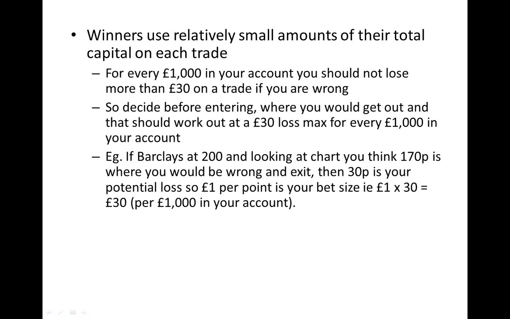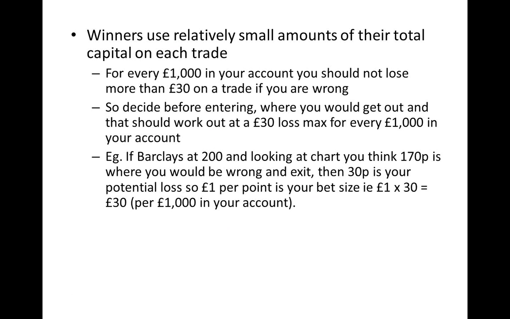What I would suggest is that for every £1,000 in your account, you should not lose more than £30 on a trade if you're wrong. So you work out how much you might lose were things to go wrong, such as it hits a 3-period high or low, or it turns around again quite quickly, and you think, I estimate at worst it'll drop 10 points. And you say, right, those 10 points should only be £30 for every £1,000 in my account. So you decide before entering where you would get out, and that should work out at a £30 loss maximum for every £1,000 in your account.